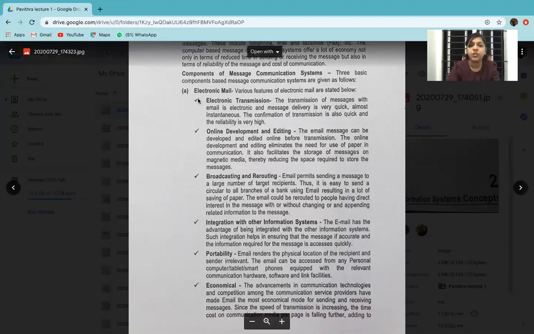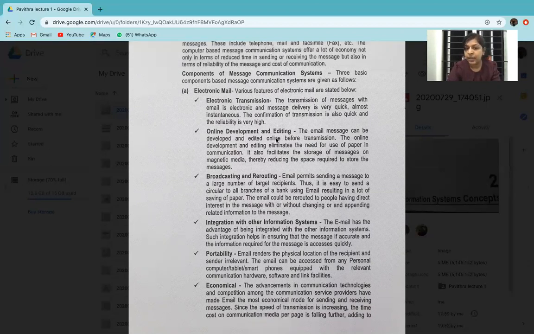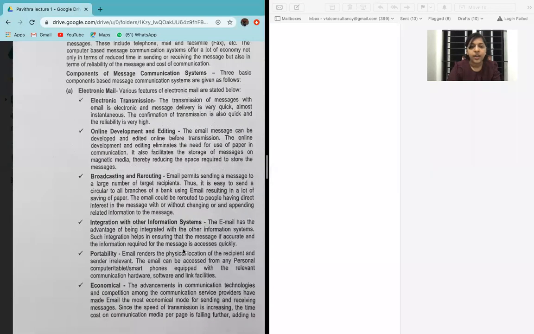So what are the features of an electronic mail? Electronic transmission, online development and editing, broadcasting and rerouting, integration with other information systems, portability, and economical.